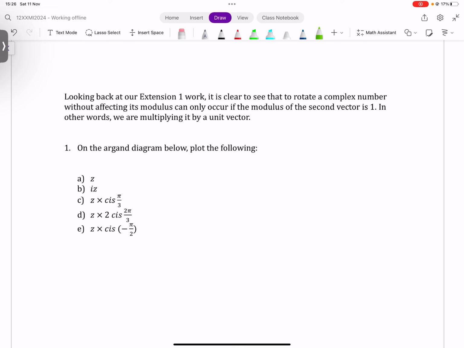Looking back at our extension 1 work, it is clear to see that to rotate a complex number without affecting its modulus will only occur if the modulus of the second vector is 1. In other words, we're multiplying it by a unit vector. So let's have a go at this.